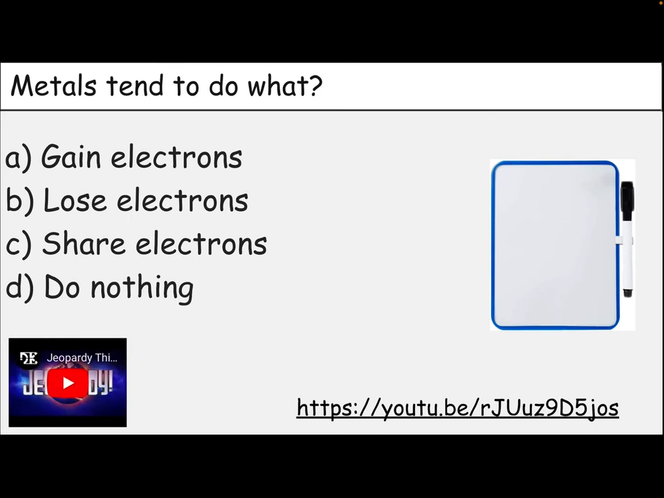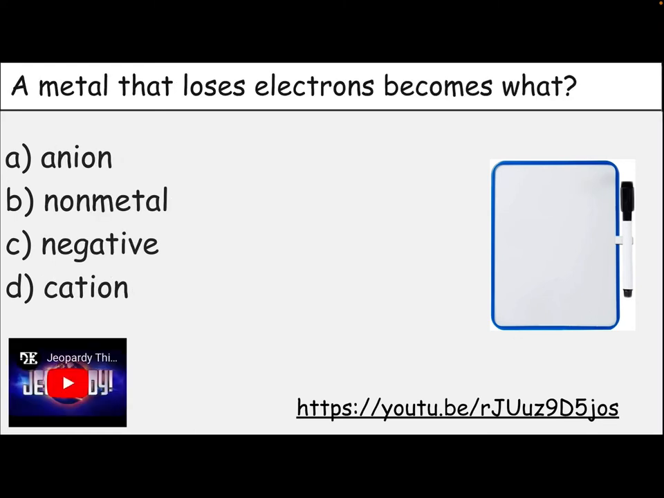Okay, metals tend to do what? The answer is B, lose electrons. Next question. A metal that loses electrons becomes what? Good luck.